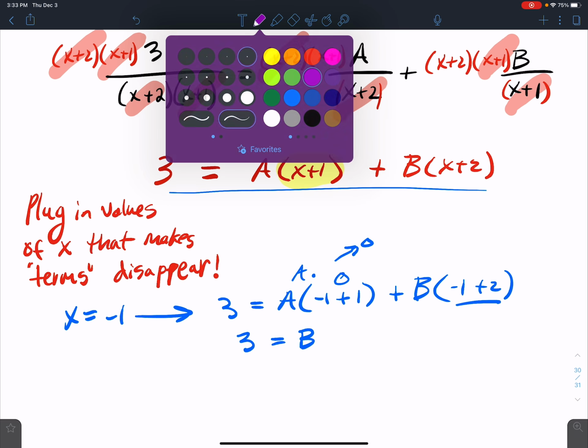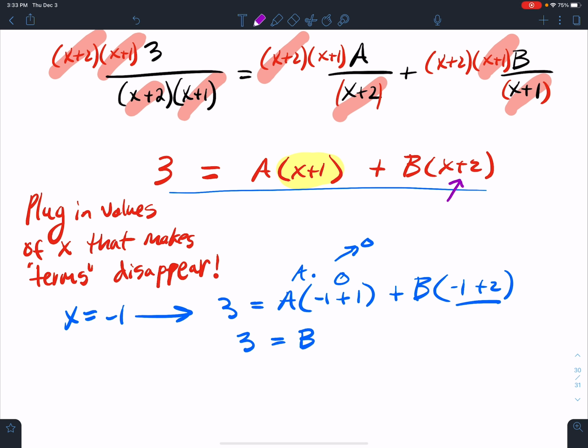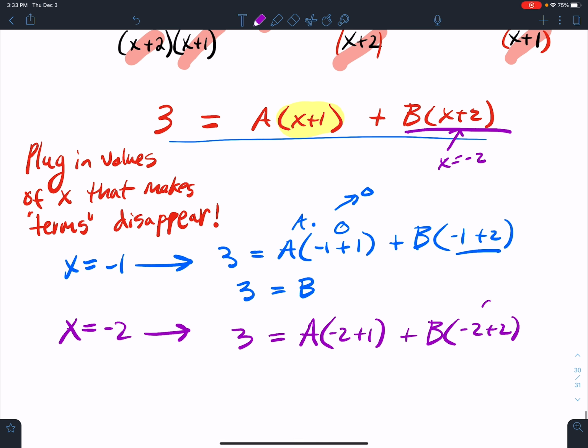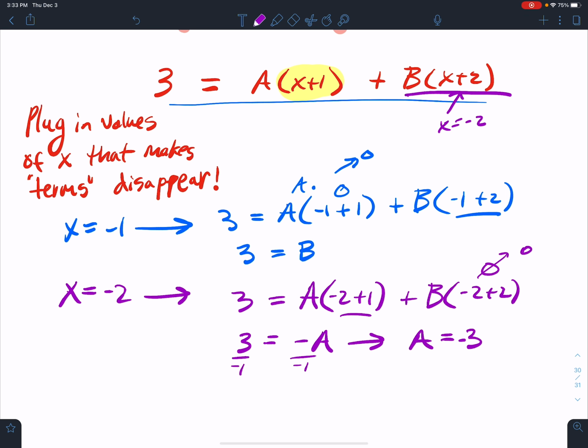And then the second thing, I would look and say, how can I make this term go away? If I plug in x equal to -2, I think I can make that go away. So x equal to -2 gets me 3 equals a times (-2 plus 1) plus b times (-2 plus 2). This gets me 0, and so that goes away. 0 times b is 0. And so I have -a equals 3. If negative a equals 3, then a is negative 3. Just divide 3 by negative 1. And so a is negative 3 there.